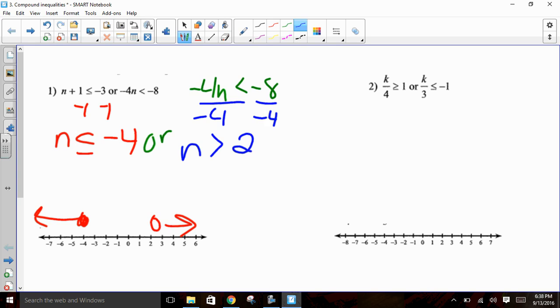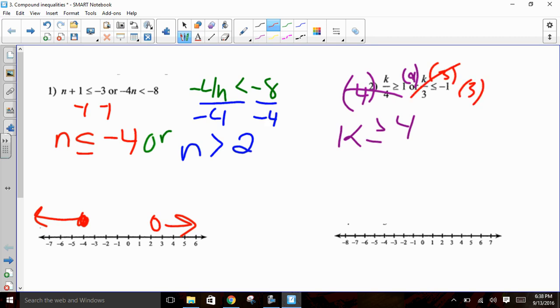So I see in number 2, I have another OR statement, so I'm going to essentially solve two equations here. I see a nice little fraction, so I know that to undo fractions, I multiply. That's 4. So my 4 cancels out, and I'm left with k is greater than or equal to 1 times 4 is 4. Or I also see I have another fraction. I'm going to multiply both sides by 3. 3's cancel out. I'm left with k is less than or equal to negative 3.